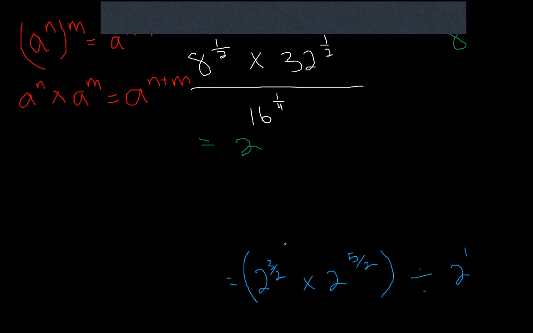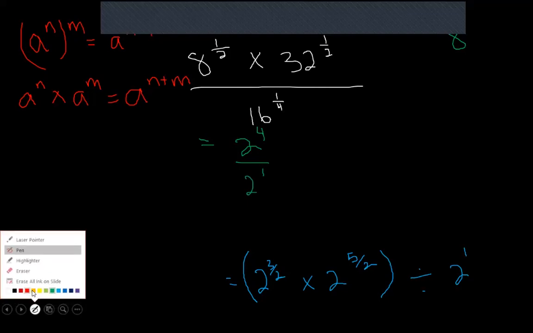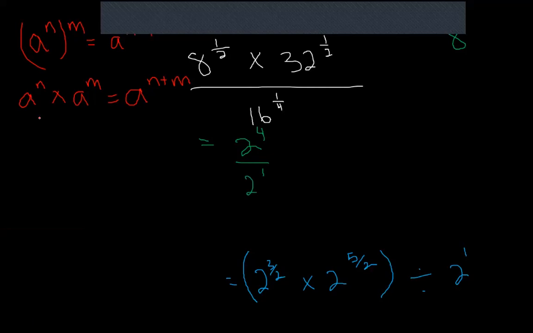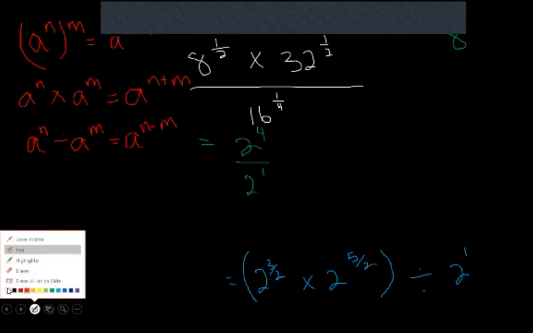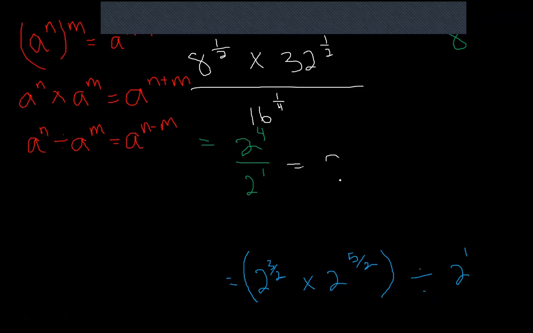But we know 8 on 2 is the same as 4. So I could write this as 2 to the power of 4, and this is still divided by this. The last rule I could apply here, to simplify even further, is this one. A to the power of n divided by a to the power of m is going to give me a to the power of n minus m. What does that mean? I'm going to subtract their powers. So this is going to give me 2 to the power of 4 minus 1, which is 3.